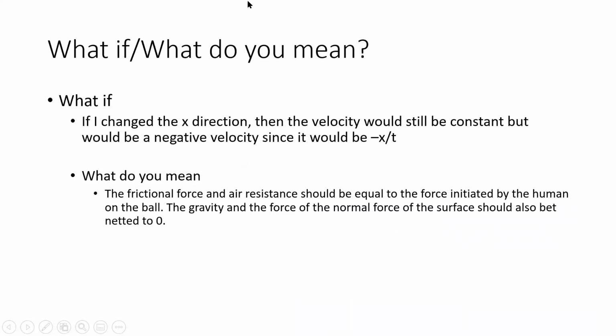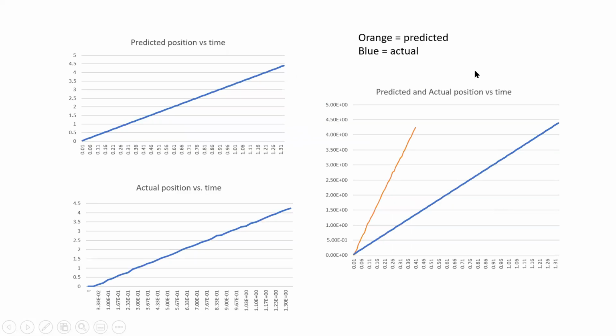What if and what do you mean questions answered. For the what if question, I said if I change the x direction, then the velocity would still be constant, but would be a negative velocity since it would be negative x divided by t to find the velocity. For the what do you mean question, I said the frictional force and air resistance should be equal to the force initiated by the humans on the ball. The gravity and the normal force of the surface should also be netted to 0.